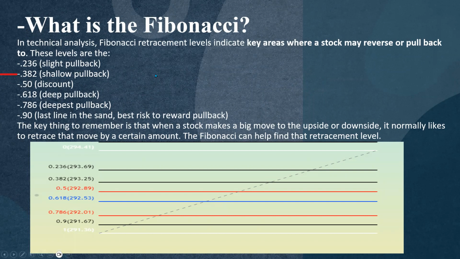All right. So in TA, the Fibonacci retracement levels indicate key areas where a stock likes to reverse or pull back to. In this strategy, the impulsive leg strategy, we're looking to get in on the pullbacks. That's really what the whole Fibonacci strategy is about, getting in on the pullbacks. So the levels are the 0.236 right here. This is a slight pullback, right? So price goes up and it pulls back to 0.236. That's a really slight pullback. The 0.382 is more of a shallow pullback.